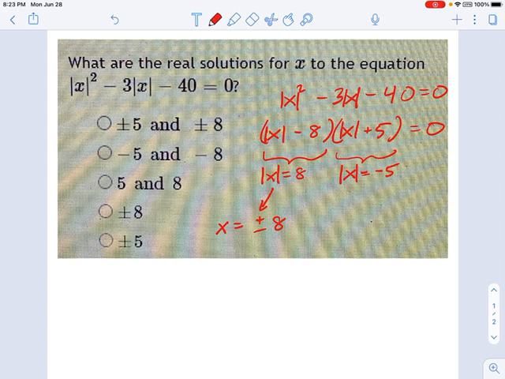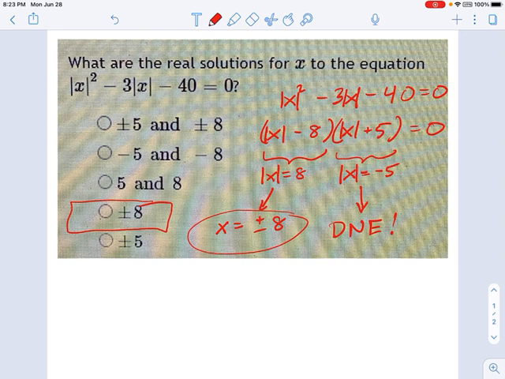The other one, absolute value of x equals negative 5. Well, think about that for a moment. The absolute value of something always must be positive. So how would you ever get the absolute value of something equals a negative number? The answer is you wouldn't. This does not exist. This is DNE, does not exist. So one part of this is a perfectly good solution, x equals plus or minus 8. The other part of it is a failed solution. So you only have one possible answer here, plus or minus 8.